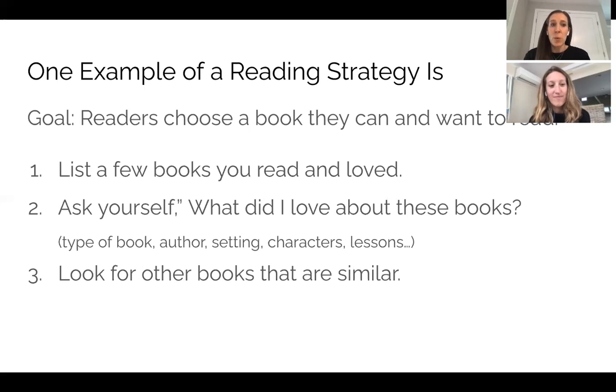So first, we might list a few books that we've read and that we loved. Next, we might ask ourselves, what did I love about these books? And when we're asking ourselves that question, we might consider the genre or the type of book that we're reading. Maybe there's a particular author that we really love to read all their books. Maybe there's something particularly interesting about the setting or the characters, or even the lesson that we gleaned from that book. And the last thing we might do is just simply look for other books that are similar.